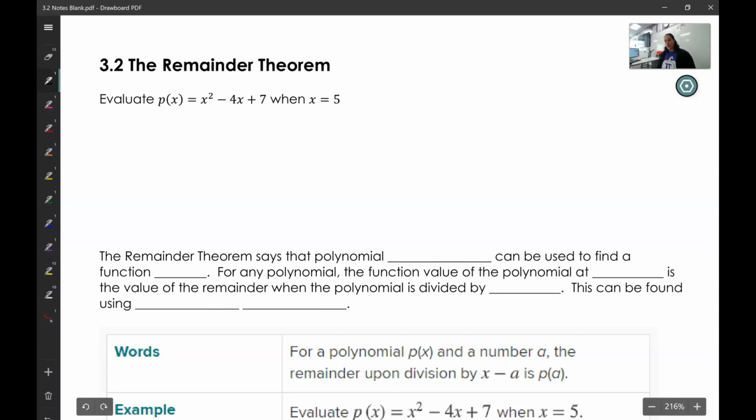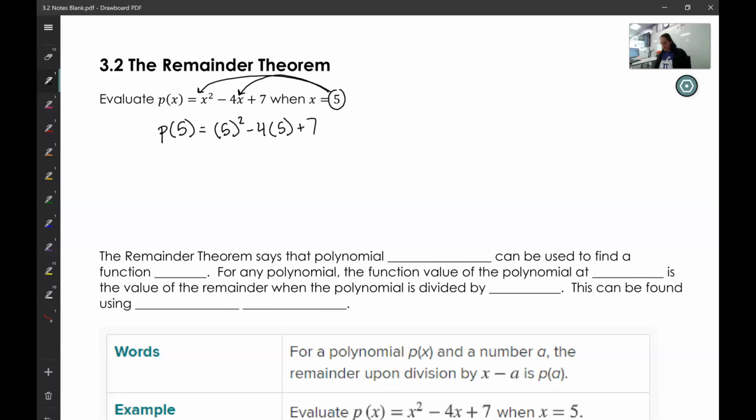Let's start with a quick review. If we look at this first problem, it says evaluate p of x equals x squared minus 4x plus 7 when x equals 5. That means I want to plug 5 in for every x in my equation. Using function notation, essentially we're saying we want p of 5, which just says plug 5 in for every x.